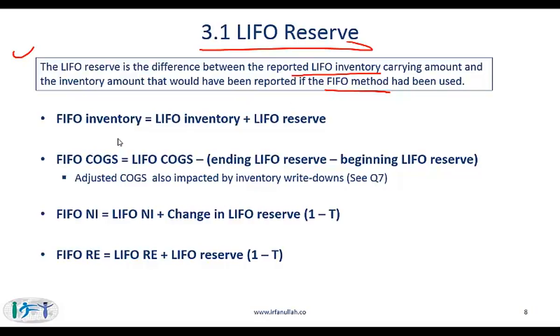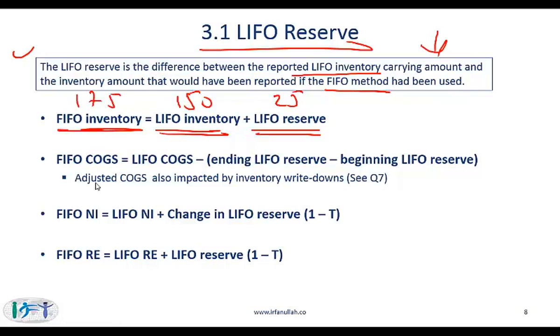You look at the balance sheet of a company that is using the LIFO method. The inventory number shown on the balance sheet is the inventory number that is calculated based on LIFO. So how do you convert that into FIFO inventory, or inventory that would have been reported if the company had used FIFO? Just looking at this definition, all you need to do is add the LIFO reserve number. So if the reported number is 150 and in the footnotes you see that the LIFO reserve is 25, then you simply say that the FIFO inventory is 175.